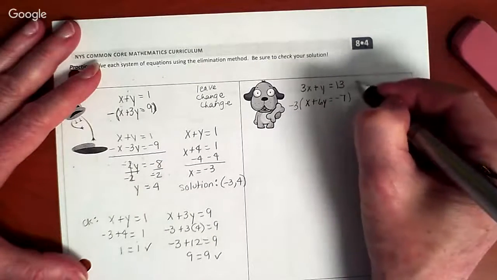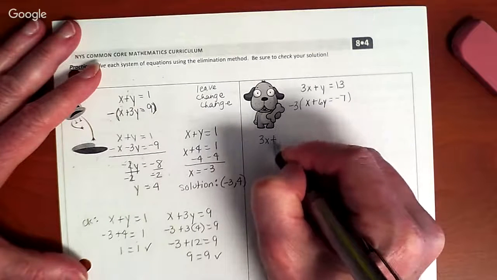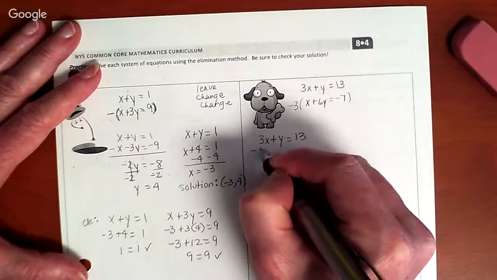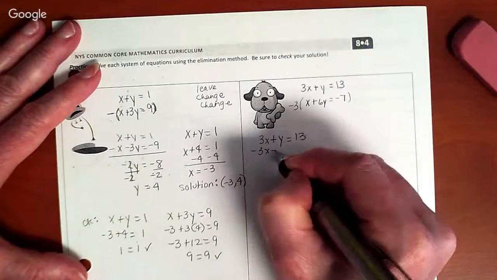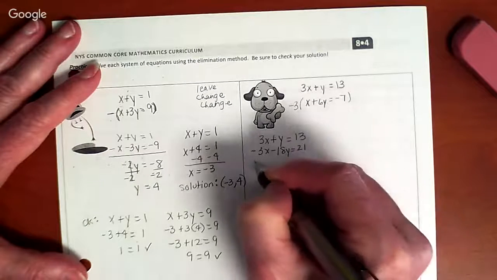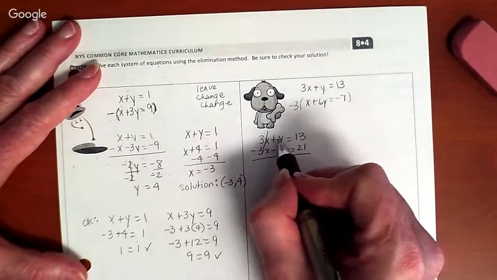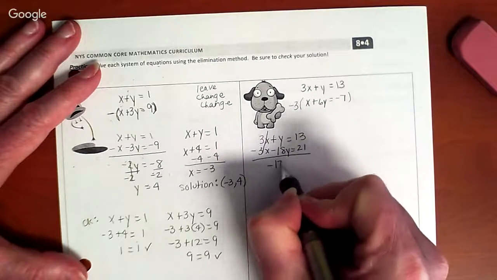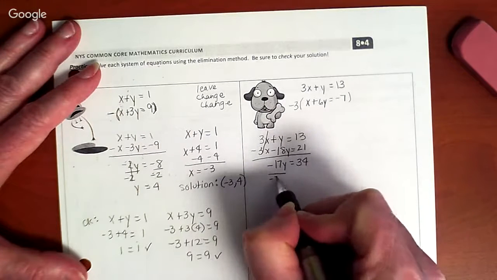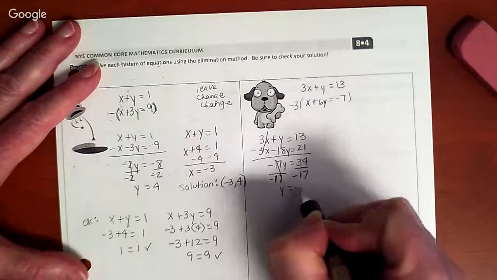The next example, I would multiply this by negative 3. So our new equation would be 3x plus y equals 13. And that would be negative 3x minus 18y equals 21. This would be gone. So I have negative 17y equals 34. Divide both sides by negative 17. This would be y equals negative 2.